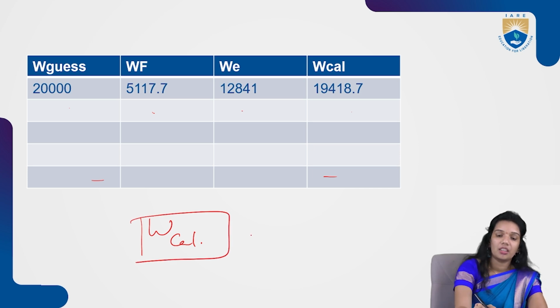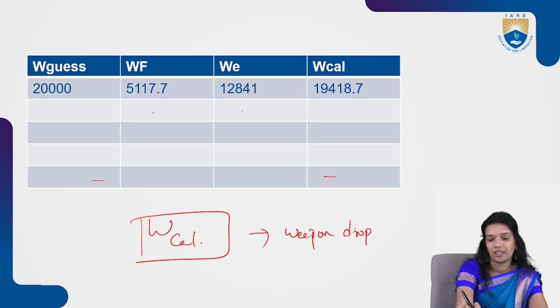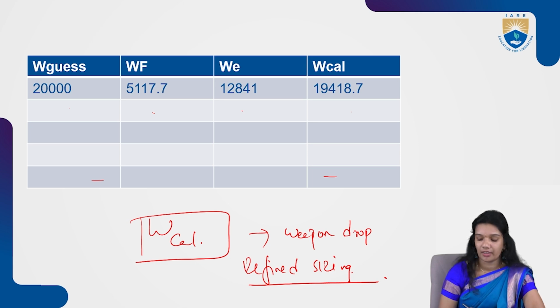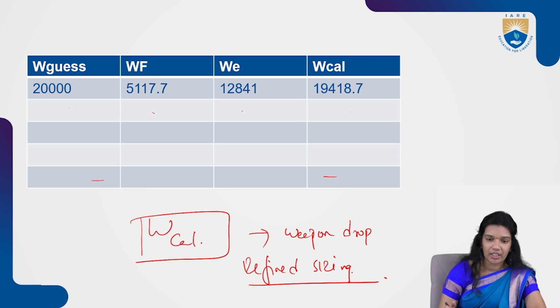By considering a weapon drop or release, right? So this is your refined sizing. Okay. So this is how we are supposed to do a numerical when it is asked for a rubber engine sizing or a refined sizing, right? So all I want is to calculate the W0 here, the correct one. In order for me to find the correct weight, I have to do iterations. I have to guess by having the empty weight fraction, fuel fraction and mission segment fractions.